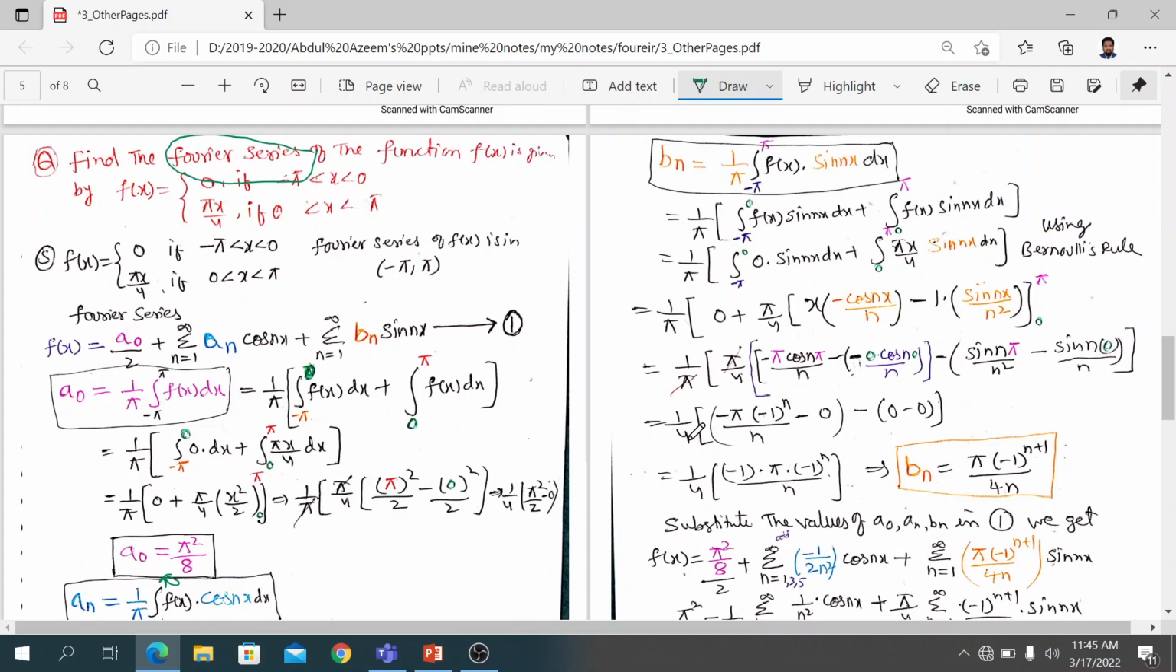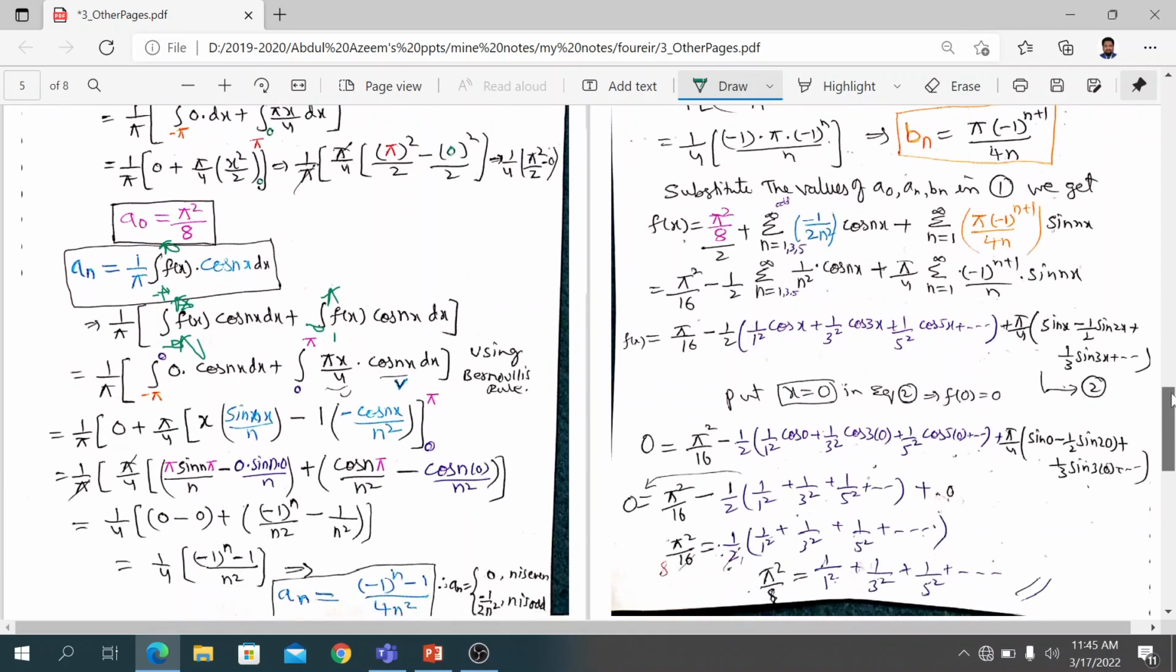So the final answer is 1 by 4 minus 1 power of n, this minus. So this minus 1 power of 1 and this minus 1 power of n, the bases are the same, so the powers should be added. So minus 1 power of n plus 1. So pi minus 1 power of n plus 1 by 4n. This is Bn.